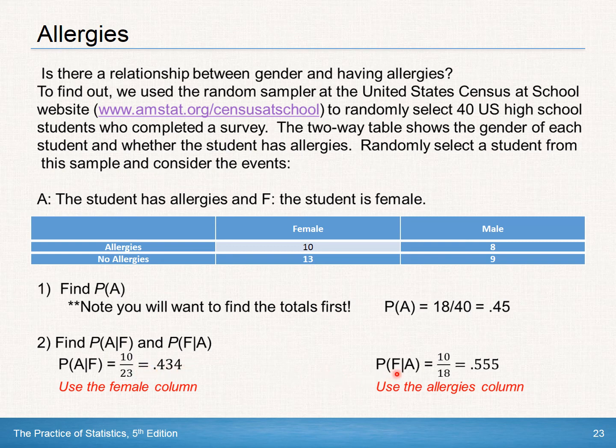Now take a look at the probability of F given A. What's the probability that you're a female given that you have allergies? What's the denominator here? We know that we have allergies, so we're just looking at the allergies row of 18 as our denominator. How many of those are females with allergies? That's your 10, which gives you 0.55. The allergies row is your denominator.